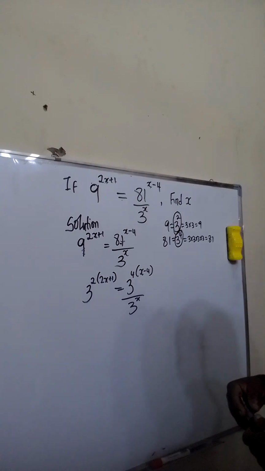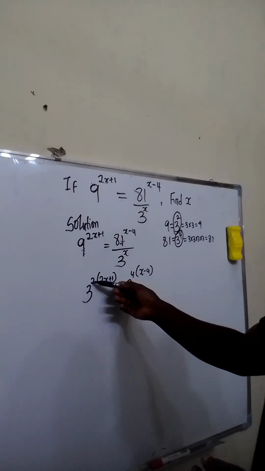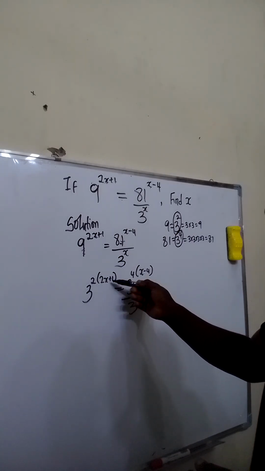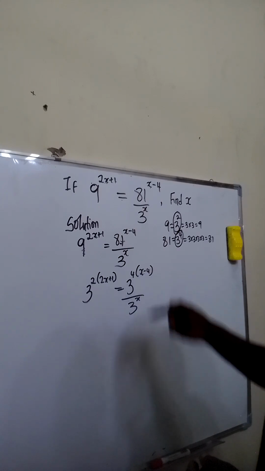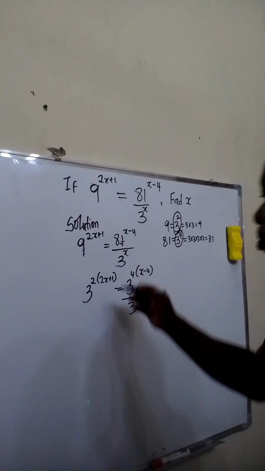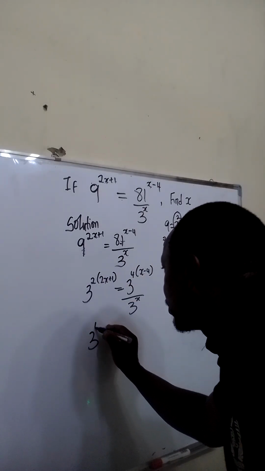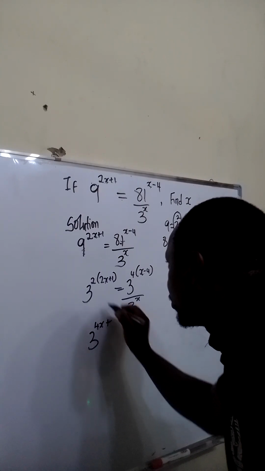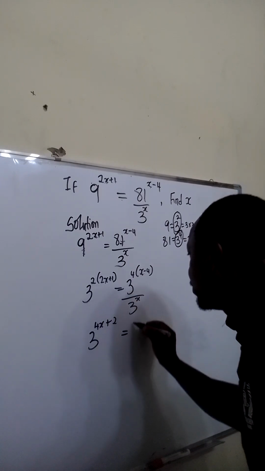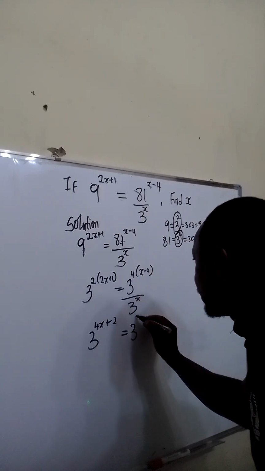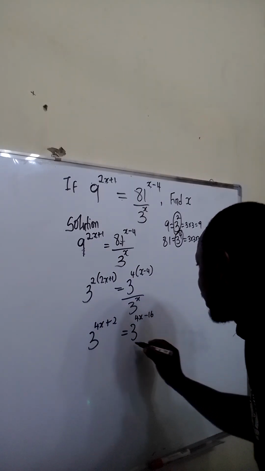The next thing we are going to be doing is to expand the brackets. Don't forget, a number outside the bracket is multiplying every number inside the bracket. This will become 3 raised to power 2 times 2x is 4x plus 2 times 1 is 2, equal to 3 raised to power 4 times x is 4x, 4 times minus 4 is minus 16 over 3x.